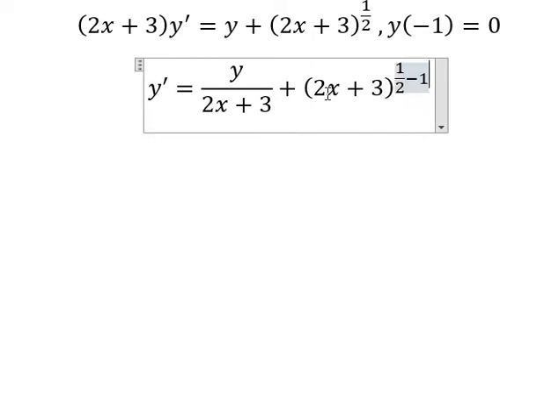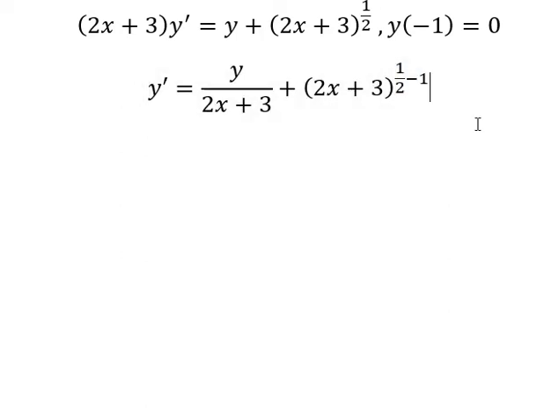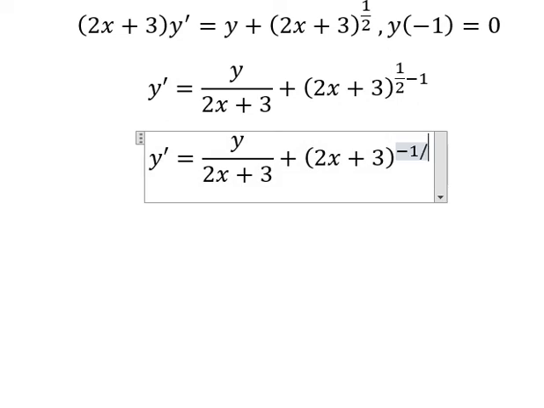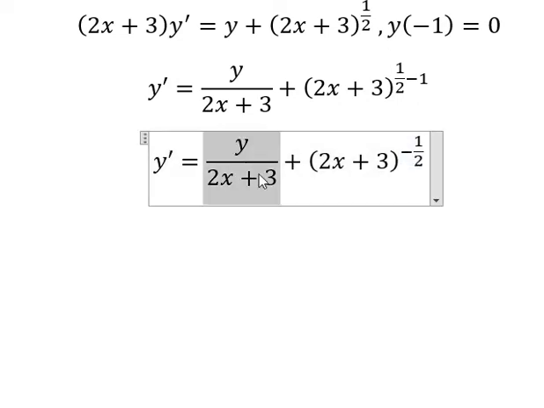Because we have the same base 2x plus 3, that's why I will put negative number 1 in here. So this one we have negative 1 over 2. This one I will put on the left.